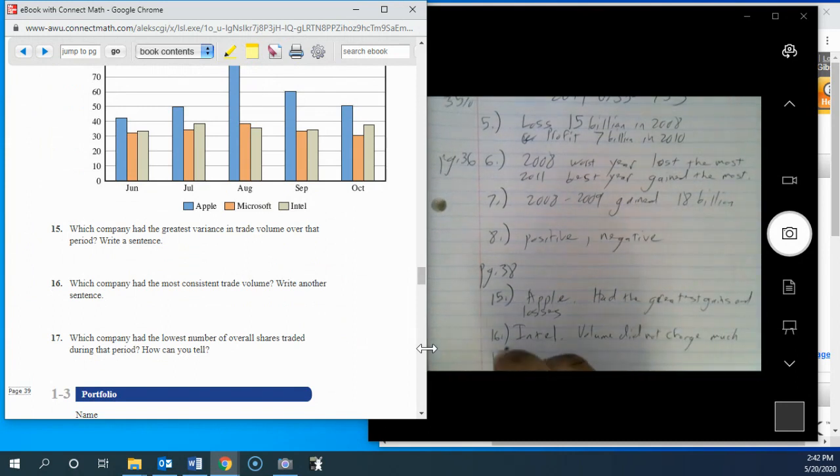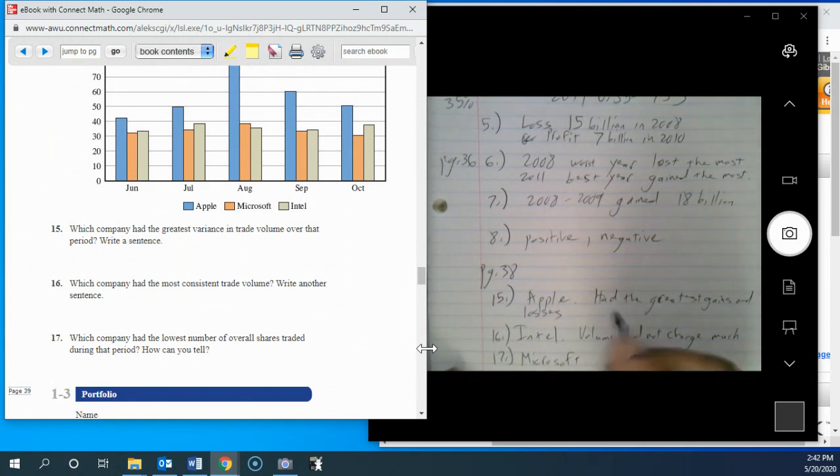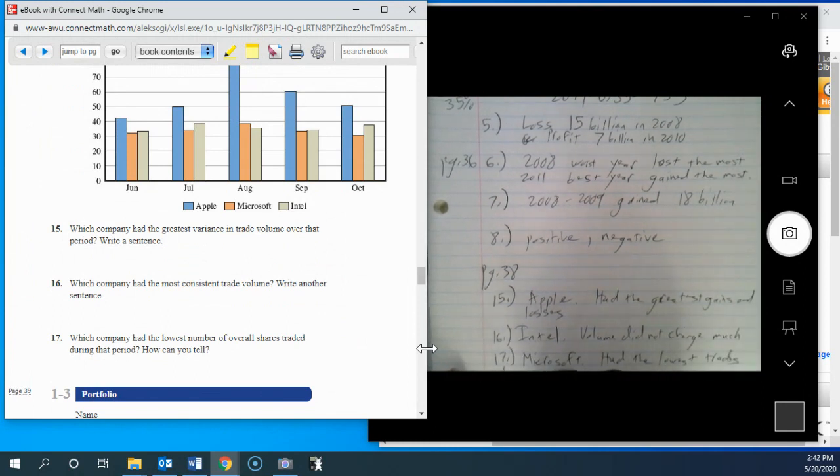And then finally, number 17, it says, which company had the lowest number of overall shares traded during that period? And that would have to be Microsoft, because basically Microsoft had the lowest trades almost each year or each month.